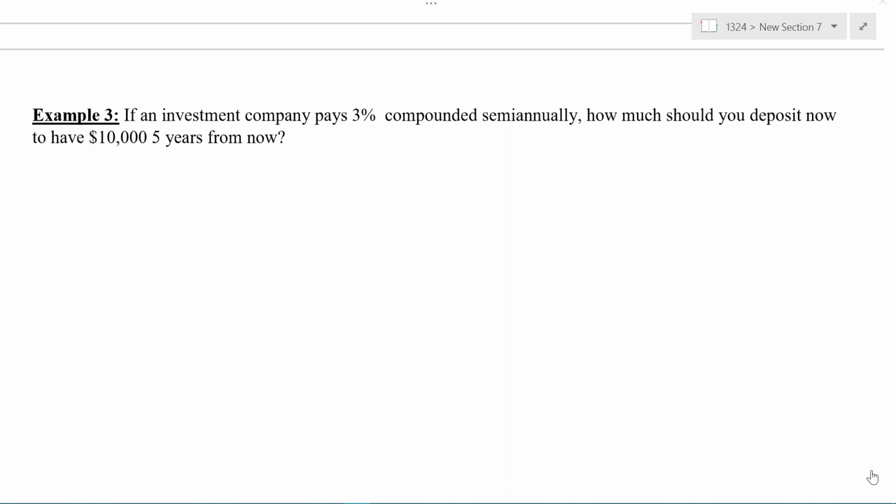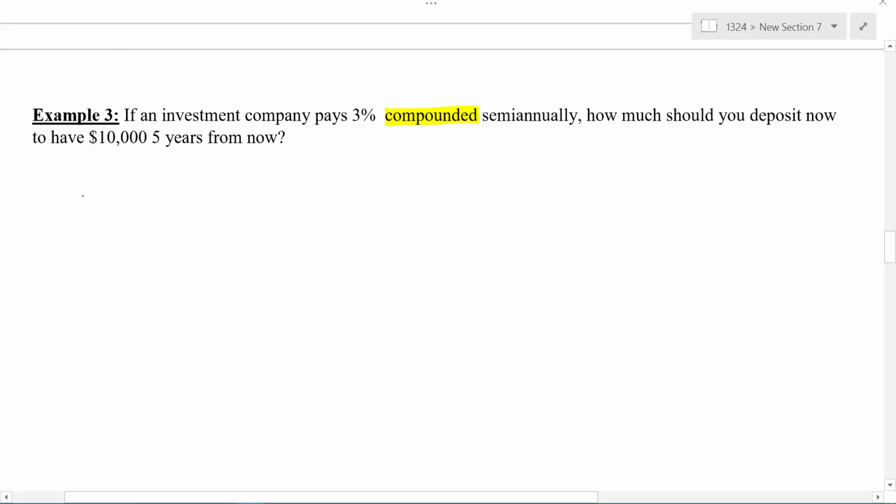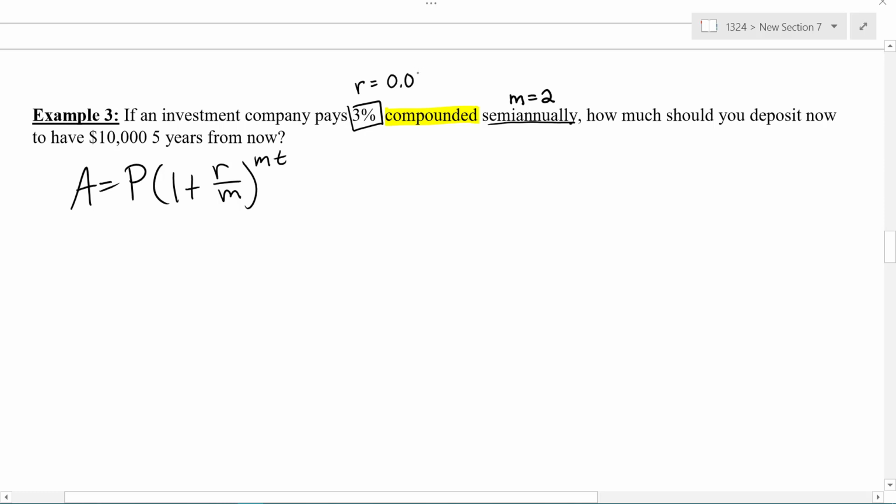So one of the key words we see in this problem is the word compounded. Okay, that means we're going to use our compound interest formula. So we're going to use A equals P times (1 plus R divided by M) to the M times T power. It says semi-annually, so that gives me an M value of 2. So that means the interest will be calculated twice a year. Our interest rate, we have 3%. So we know that's going to be 0.03.